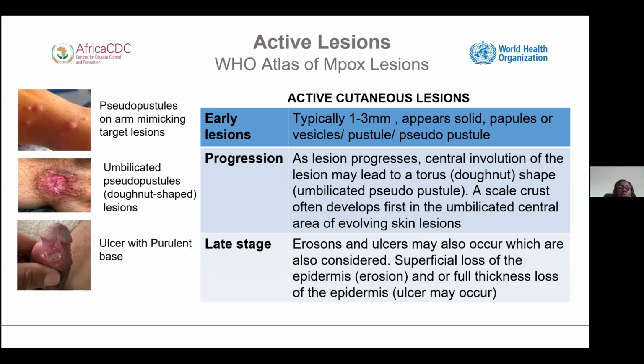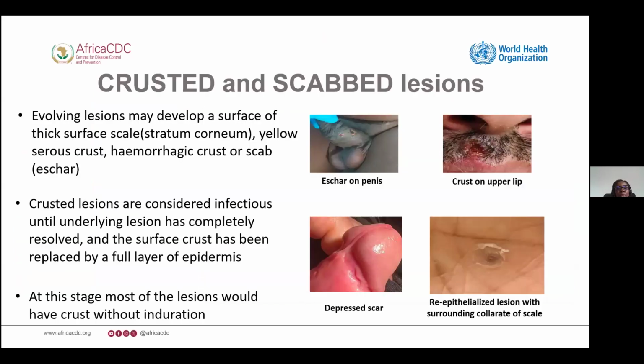Now, let us look at the active lesions, depending on the stage of this disease. At the beginning, you have small lesions from 1 to 3 millimeters: macules, papules, vesicles, even pustules. As the sickness evolves, you move towards the formation of crust, and umbilication of lesions, as you can see in the pictures on your left. And then, when you get to the late stage, this is where you can have ulcers with a purulent base, even eschars, as you can see in the last picture on your left.